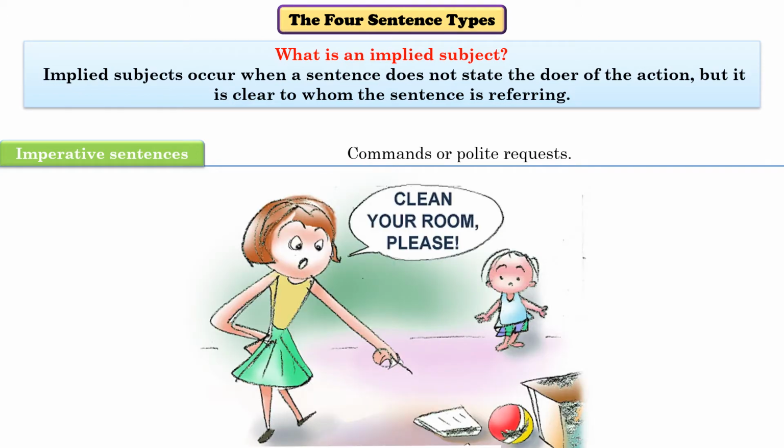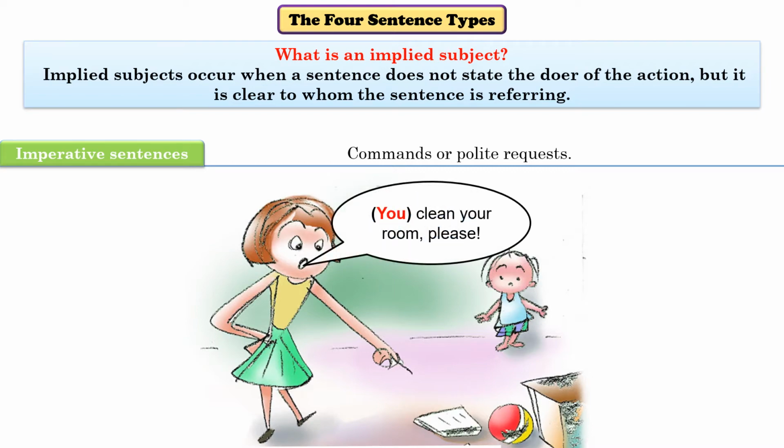For example, clean your room, please. In this sentence, the subject is not mentioned. The verb clean is not paired with a subject, but since the sentence is a command which should be directed towards the person who is receiving the command, the implied subject is you. So, you clean your room, please.